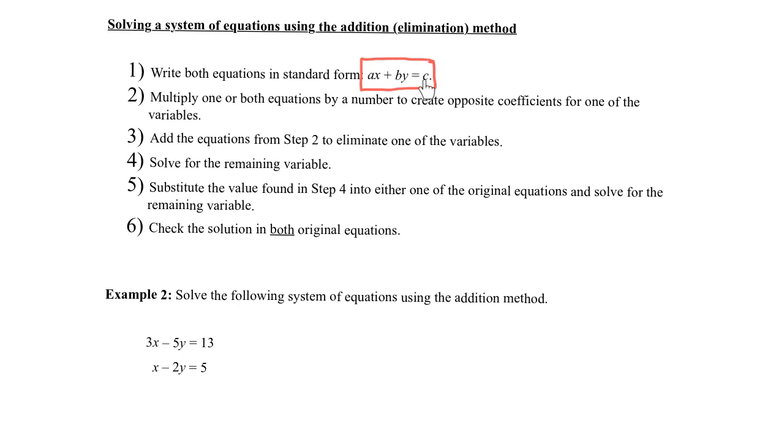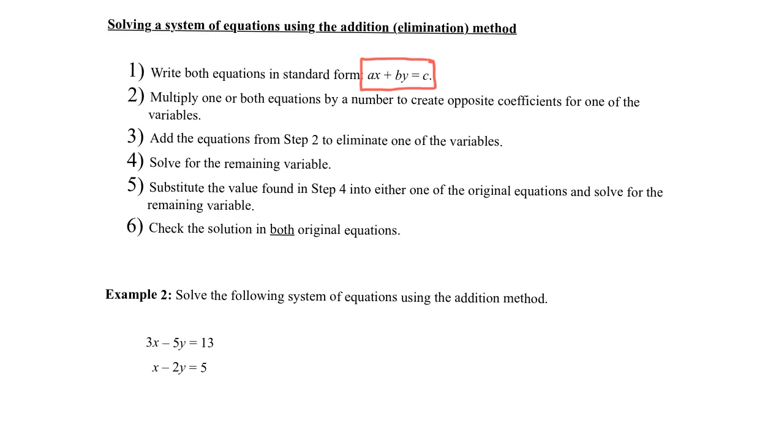So this c will always be some constant like 7 or 0 or -3. It's not going to be a variable. We've got ax plus by equals c, so we need to do that first. And then what we want to do is multiply one or both equations by a number to create opposite coefficients for one of the variables. Because remember, we want the x or the y to cancel. Then we add the equations to eliminate one of the variables. We solve for the remaining variable. And then finally we substitute. And then the last step is we can check the solution.